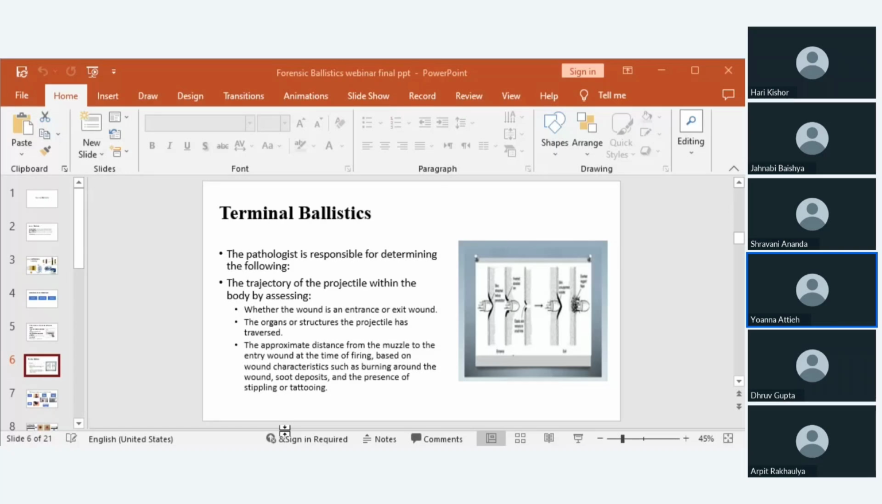Now, let's talk about the distance. The distance from the shooter to the target also affects the impact. Shots fired at close range may cause different types of wounds compared to those fired from a greater distance. By examining the wound caused by the projectile, and this is what I want you to know, forensic experts can often determine the type of ammunition used, the velocity of the projectile, and sometimes even the distance from which the shot was fired.